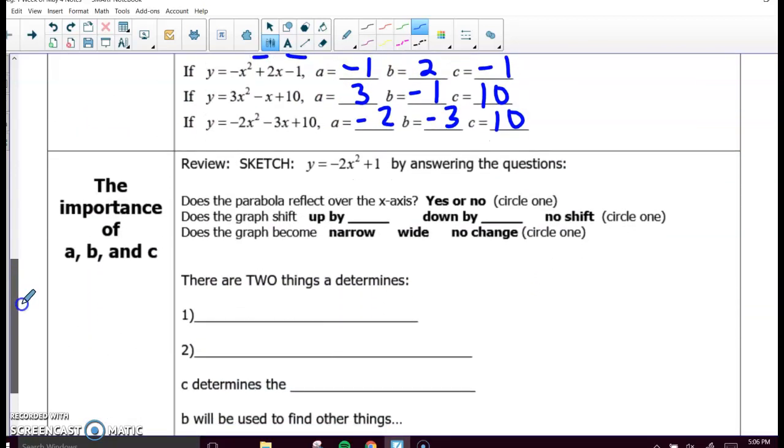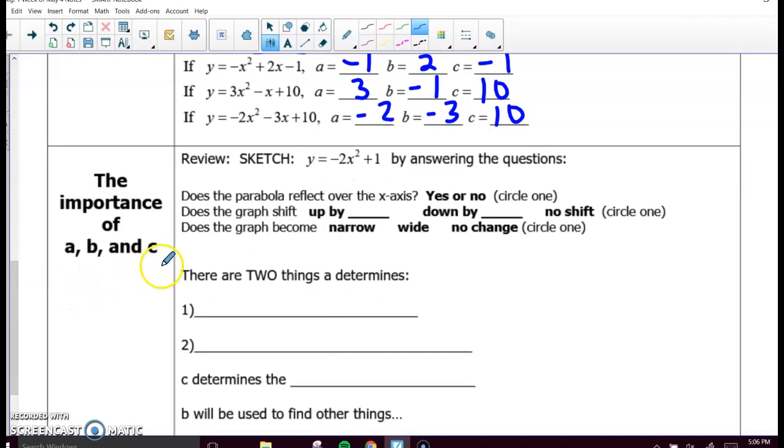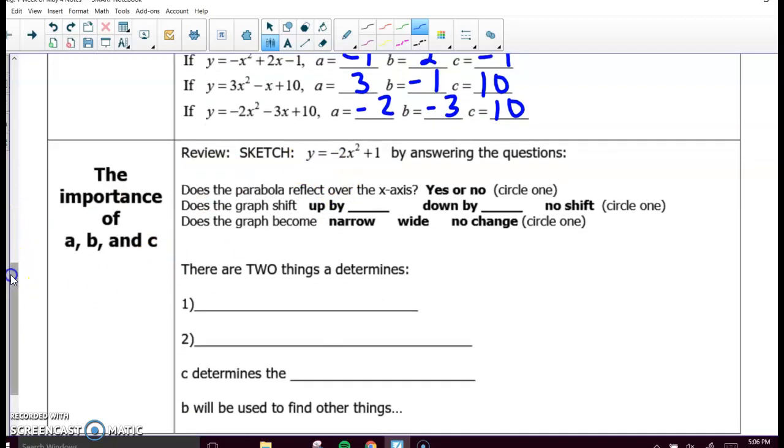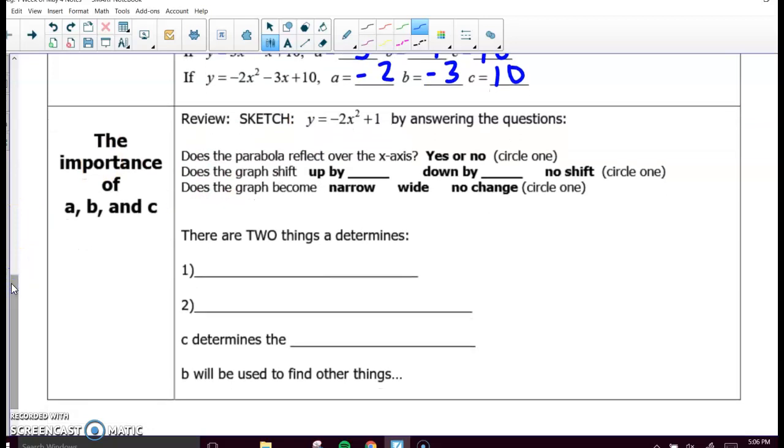So let's talk about the importance of a, b, and c. Let's sketch the graph y equals negative 2x squared plus 1 by answering the questions. Does the parabola reflect over the x-axis? In last week's learning, what value determined if it reflected over the x-axis? The a value. Because my a value is negative, then my graph is going to reflect over the x-axis.